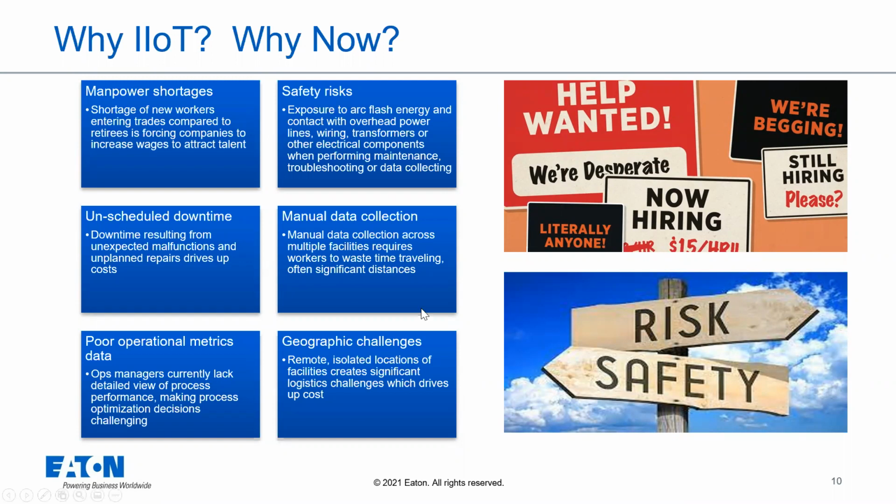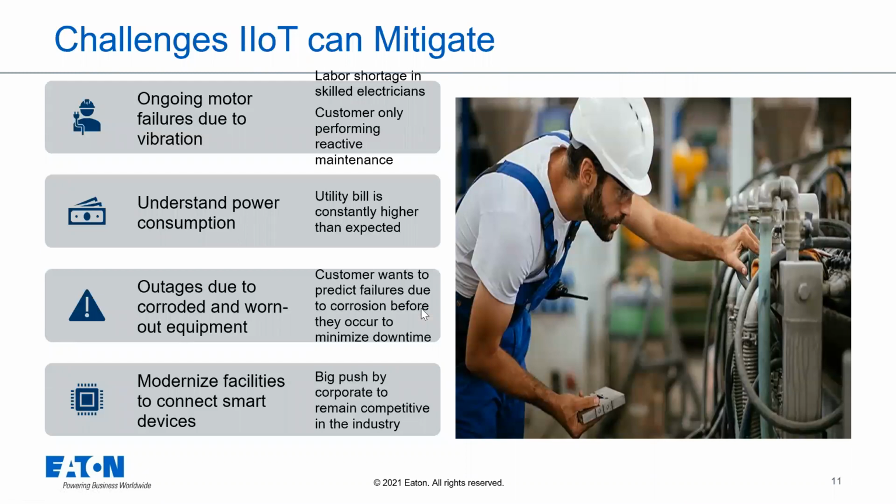All right. Now, this is a little more specific, right? It talks about the challenges industrial Internet of Things can mitigate, and this is really specific to industry. These are real life examples from solutions that have not necessarily been deployed, but have been proposed.